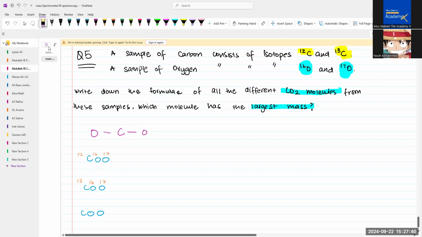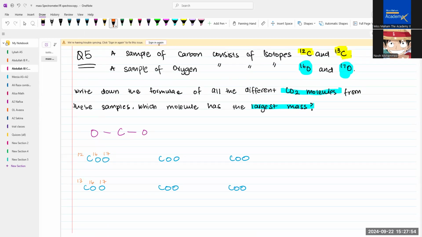Then we can have a carbon-12 with 16 and 16 oxygen. Then we can have a carbon-12 with 17 and 17 oxygen. Then we can have a 13 with 16 and 16, and a 13 with 17 and 17, right? Is that all we can have?